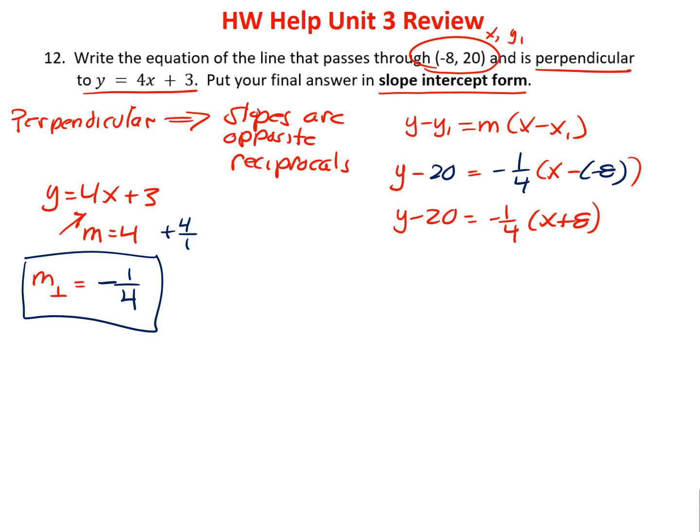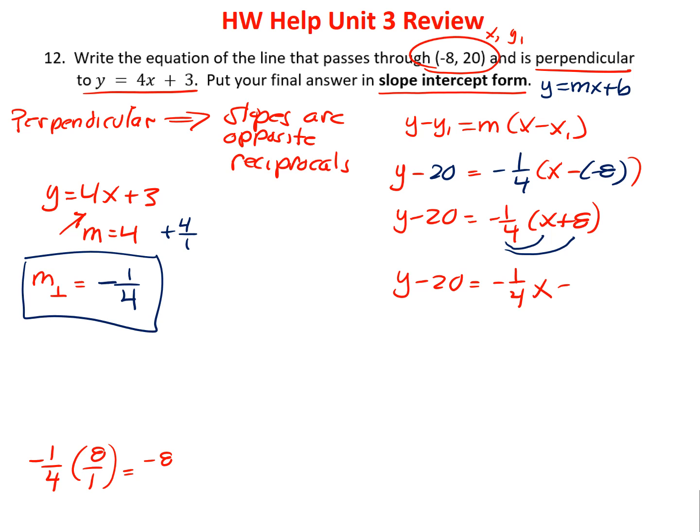If they just said any equation, that would be our answer. But they want it in slope-intercept form, and remember, this form is y equals mx plus b. So as we've done before, first thing we're going to do is distribute the slope across here to get rid of our parentheses. So we end up with y minus 20 equals negative 1/4 x, and then minus, and just a note down here in calculating this, if you have trouble with fractions, minus 1/4 times 8, change the 8 to a fraction, and now you multiply the numerators, so you get minus 8 over positive 4, or negative 2. So this is going to be minus 1/4 x minus 2.